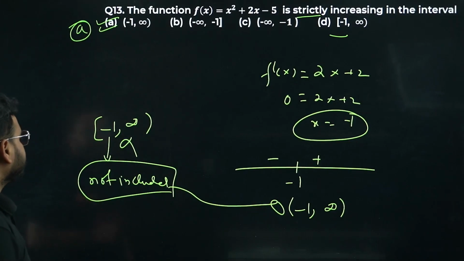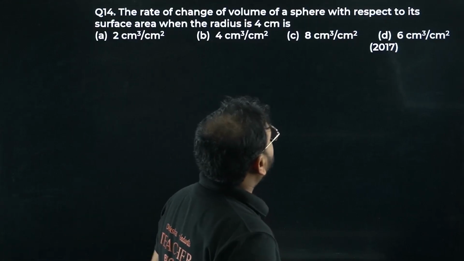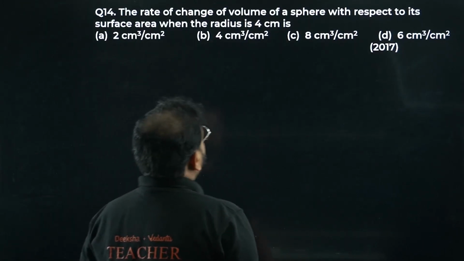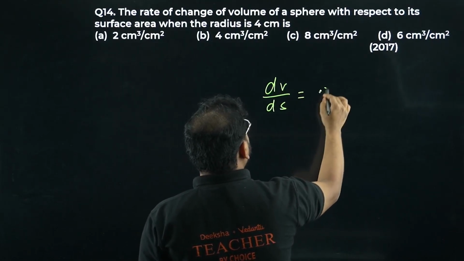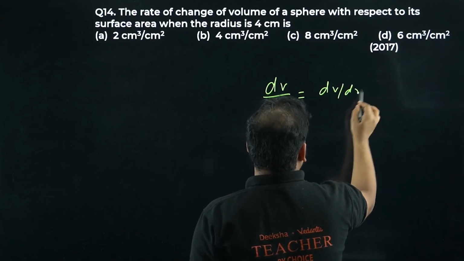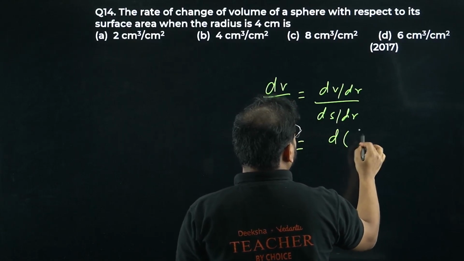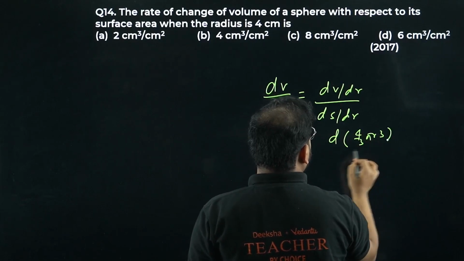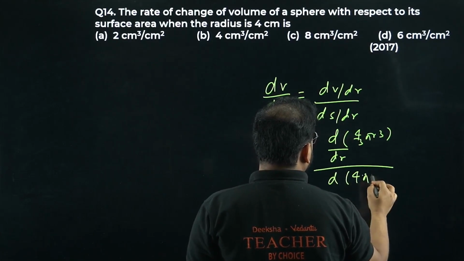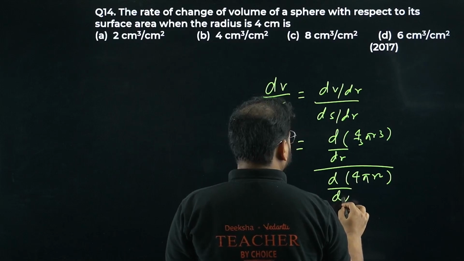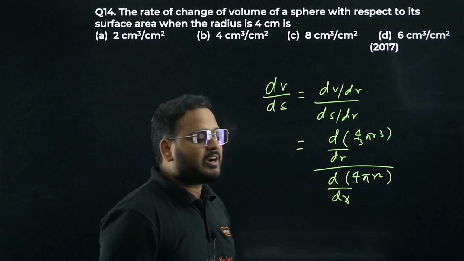Okay, so 14th now. We have the rate of change of volume of a sphere with surface area. So basically they are saying that dV by dS will be dV by dr, parametric form, divided by dS by dr. So derivative of volume, which is 4 by 3 pi r cube, with dr divided by 4 pi r square, the surface area. Please check. I hope you all know this. Formula for volume is 4 by 3 pi r cube, and for surface area is 4 pi r square. Derivative will be which? Please check.